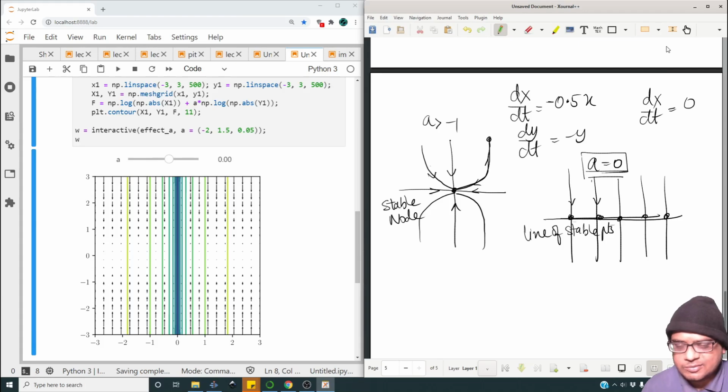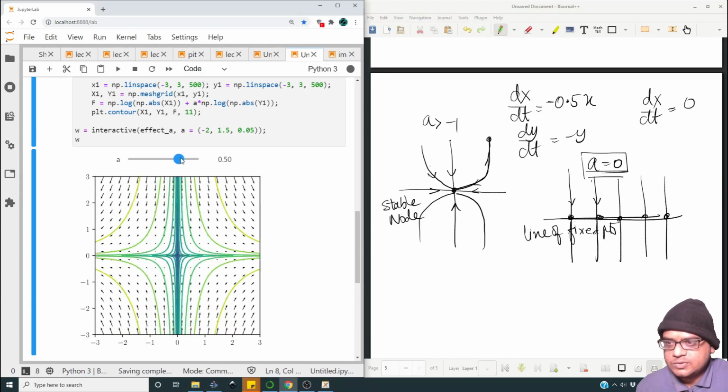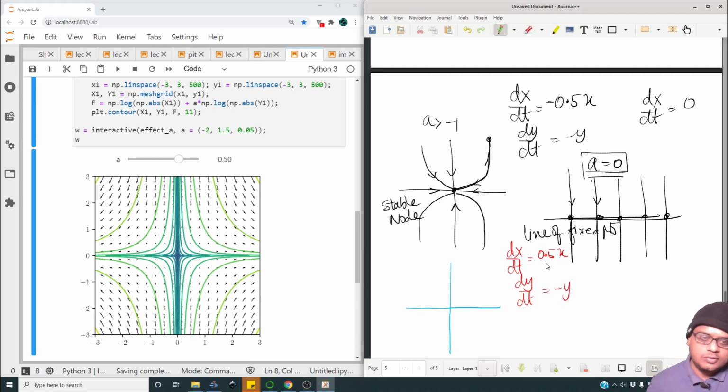Okay, it's a line of fixed points, stable points. I mean, it's not a stable point, it's a line of fixed points. Now when a becomes larger than 0, see what happens. dx/dt is, say, 0.5 times x, and dy/dt is minus y. So x is growing exponentially in time. So if I have a point on the x-axis, it is growing exponentially in time, so it is going away from the origin. But a point on the y-axis is nevertheless attracted towards the origin.